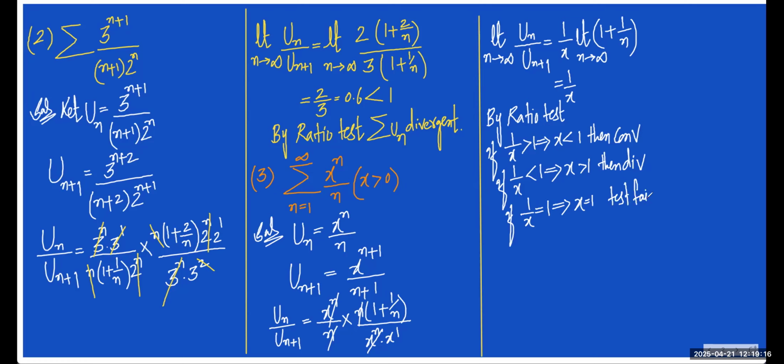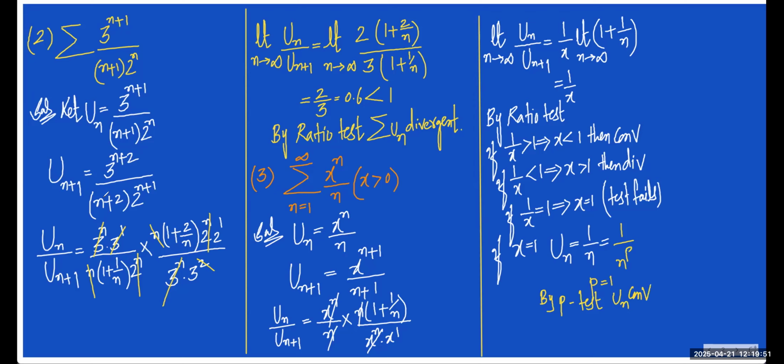But what happened? We need not leave it here only. What happened if x is equal to 1? We have to see. X is equal to 1, directly put into un value. We get our un value is 1 by n. So we need not worry. This one we directly compare with our helping test, p test, 1 by n power p. If we compare, p is equal to 1. So by p test, un divergent.